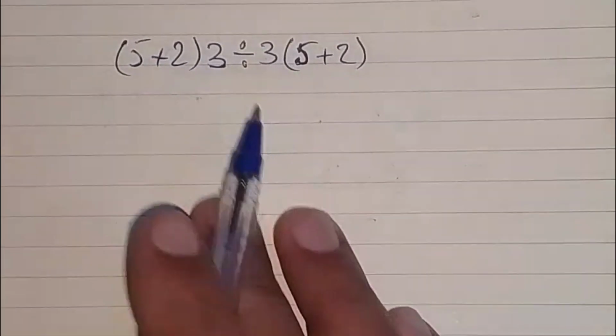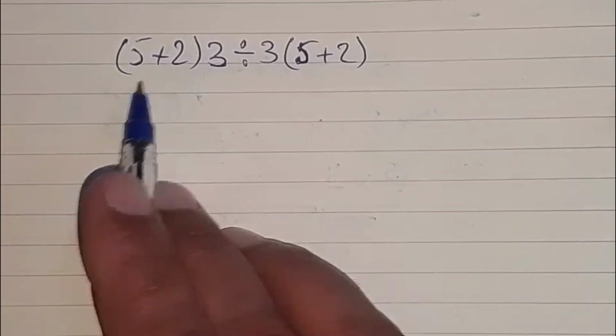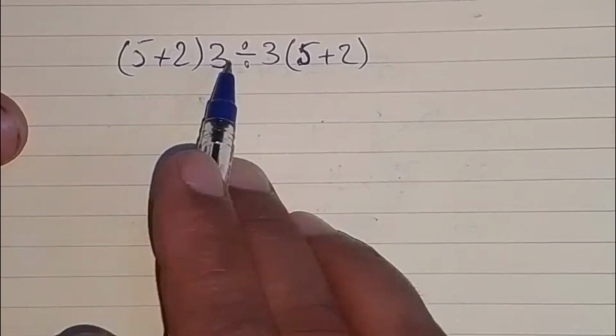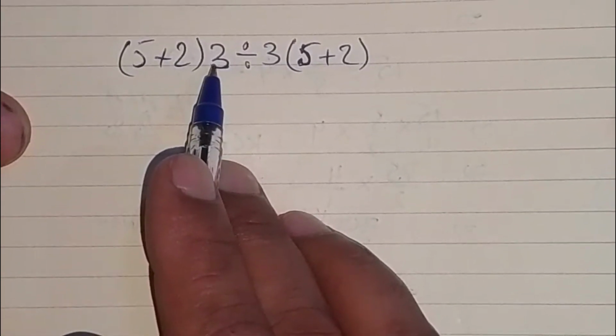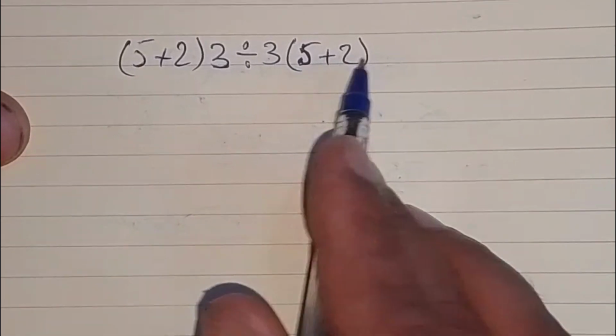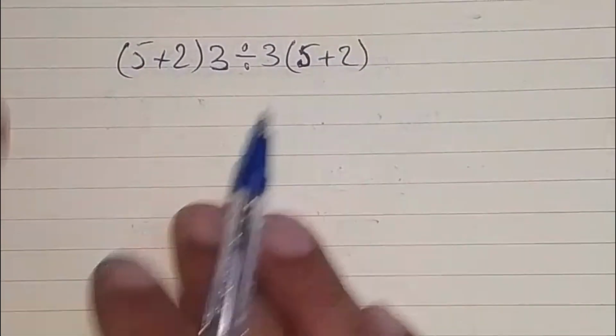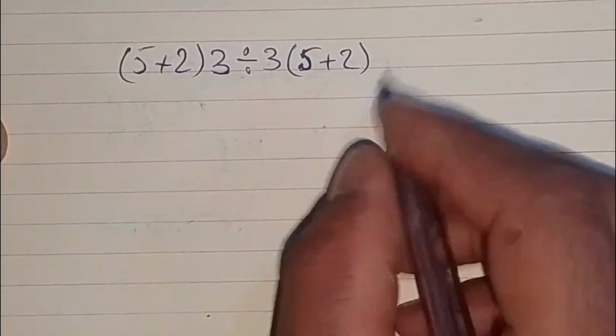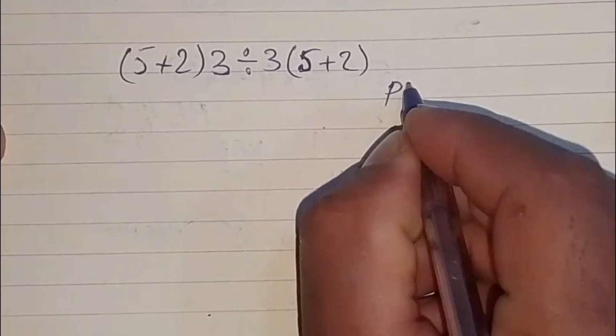Today we find the value of this fraction. Parenthesis 5 plus 2, into 3, divided by 3, into parenthesis 5 plus 2. Now we solve it by the rules of mathematics, PEMDAS.